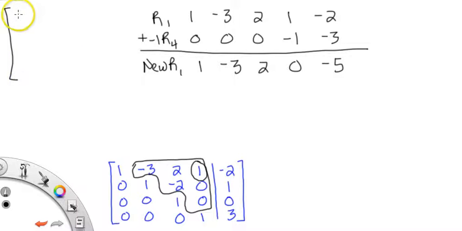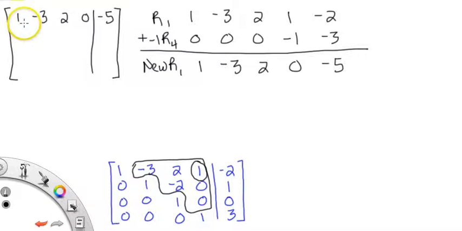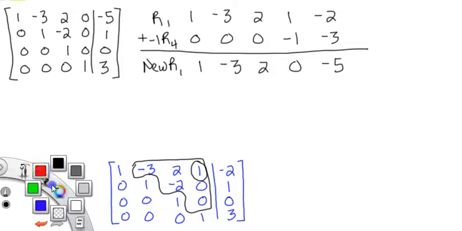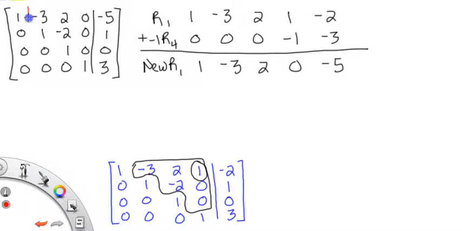I've got a new row 1: 1, 1, negative 3, 2, 0, and negative 5. And then all my other rows, I'm just translating up from my matrix down here. So rows 2, 3, and 4 are going to stay as they were: 0, 1, negative 2, 0, and 1; 0, 0, 1, 0, 0; and 0, 0, 0, 1, and 3. Okay, let's look at the staircase again.